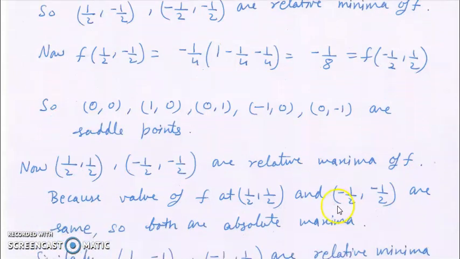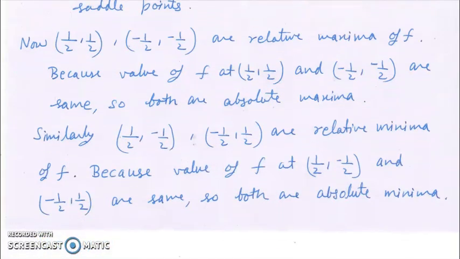So what is the conclusion? (0,0), (1,0), (0,1), (-1,0) and (0,-1) are saddle points. (1/2, 1/2) and (-1/2, -1/2) are relative maxima of f. Because the value at both the maxima is the same, both are absolute maxima of the function. Similarly, (1/2, -1/2) and (-1/2, 1/2) are relative minima of f, and because the value of f at both is the same, both are absolute minima of the function. So in this way we can determine these values.